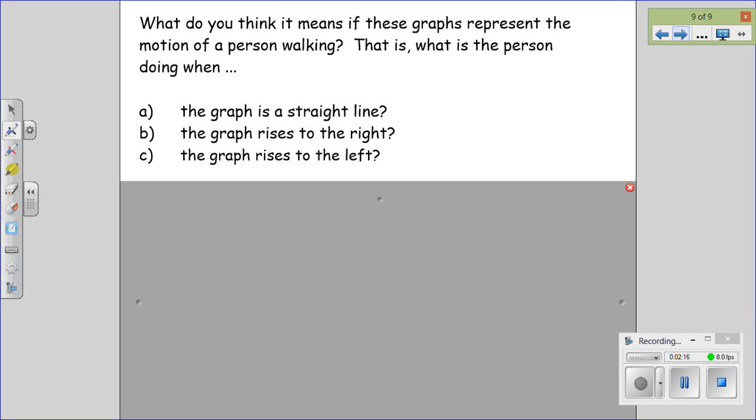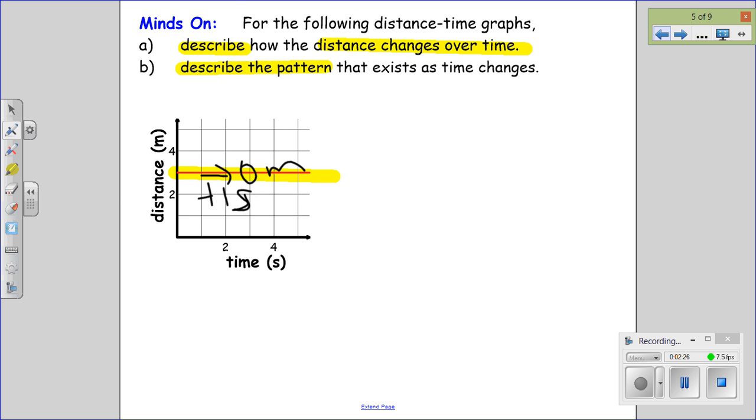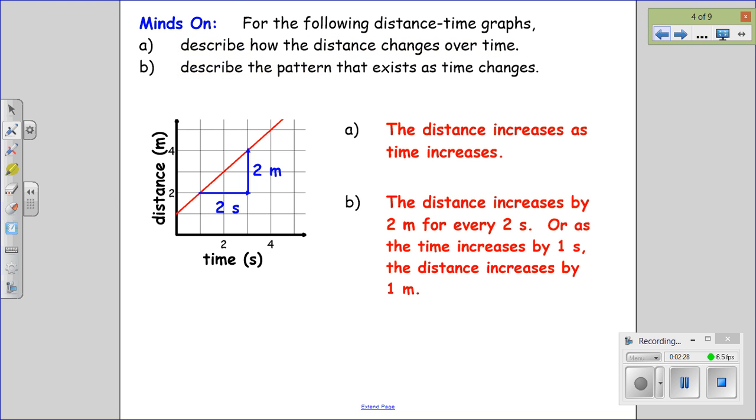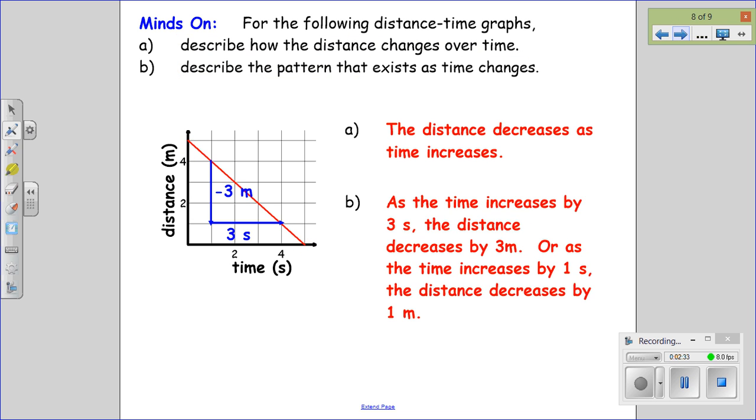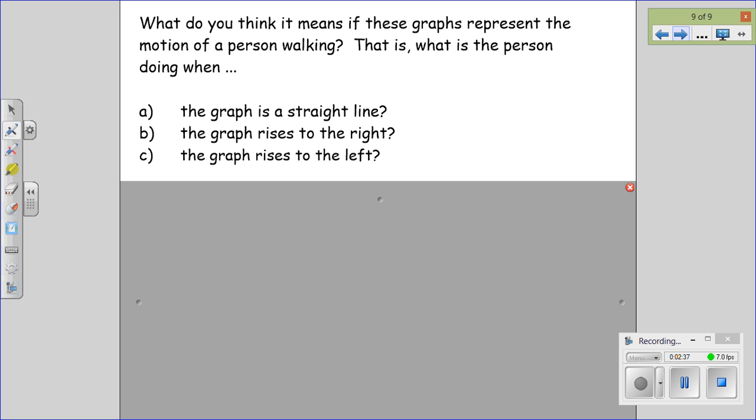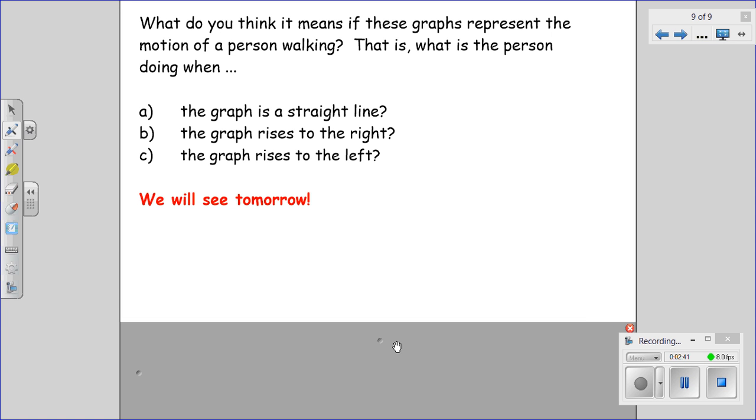What do you think it means if these graphs represent the motion of a person walking? That is, what is the person doing when the graph is a straight line, like it was back here in part B, when the graph rises to the right, like it did here in part A, or when the graph decreases to the right or rises to the left. We're going to see what happens with that tomorrow.